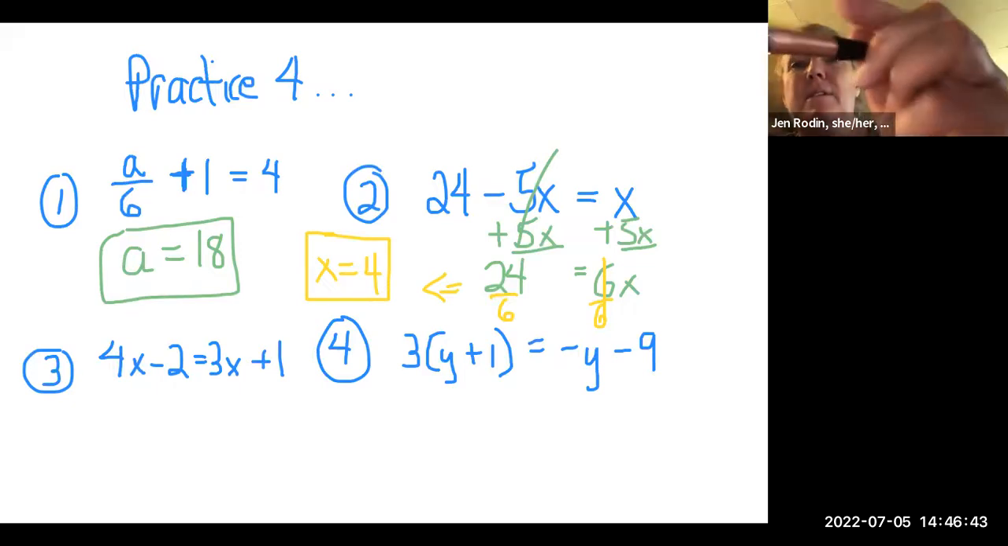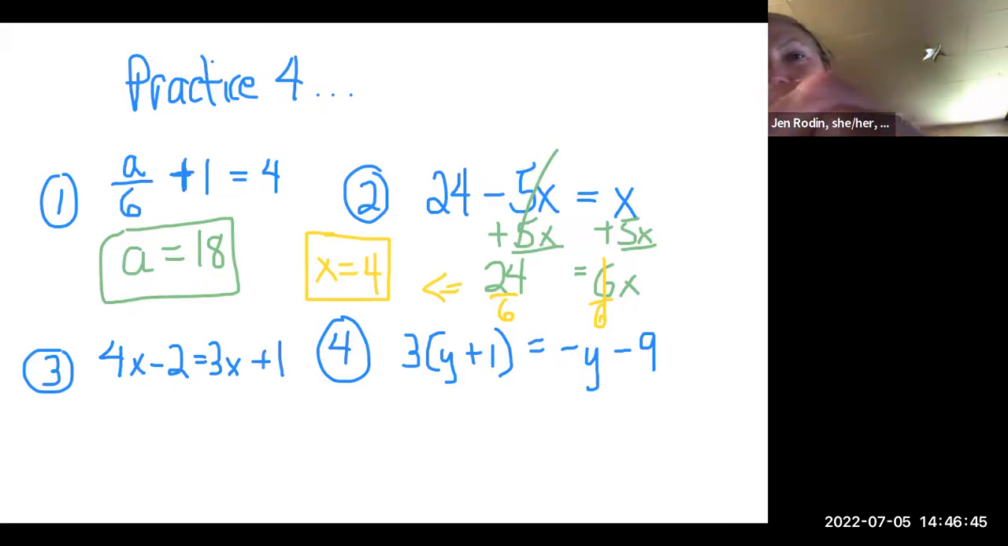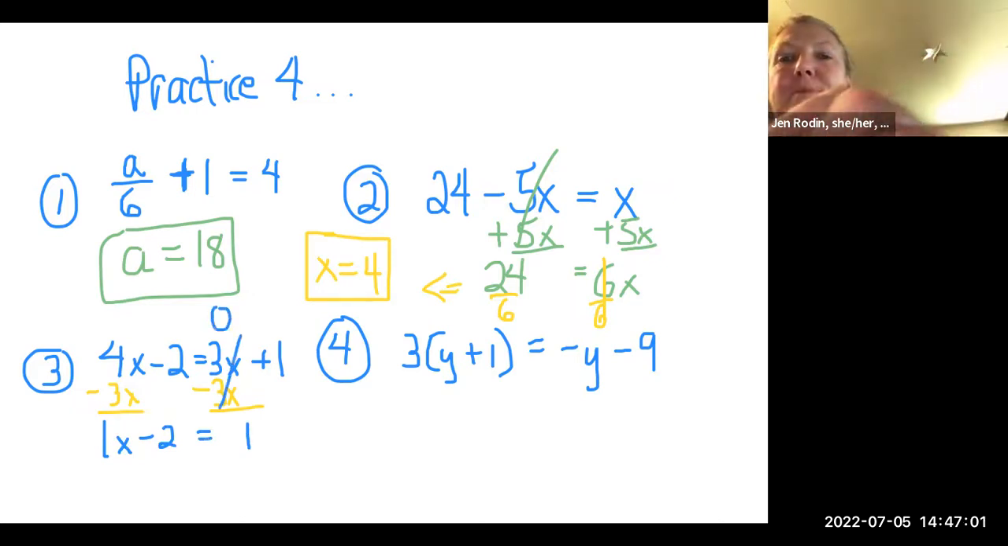Number 3, we already did a few like that. We want the x terms together. So I'm moving the 3x. So we're going to end up with a positive 1x minus 2. That zeroes out. And then add 2 to both sides. So that 1x is the same as x equals 3.